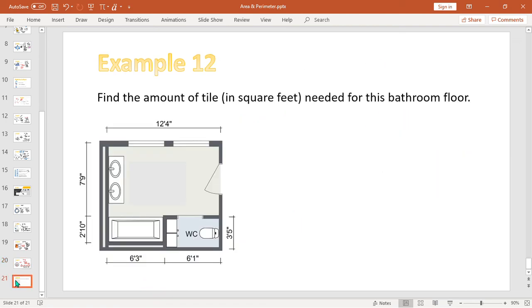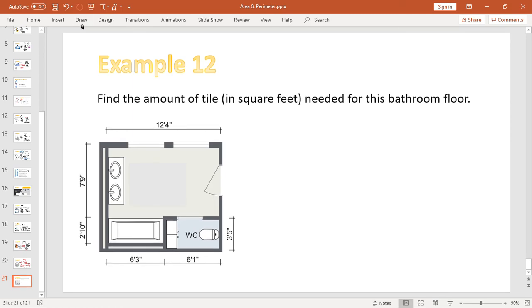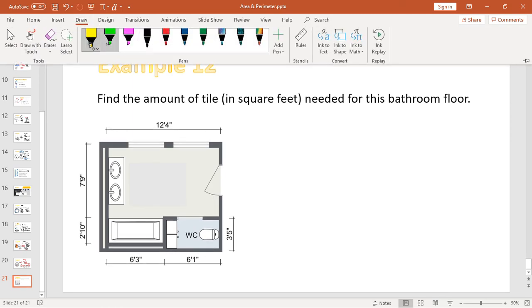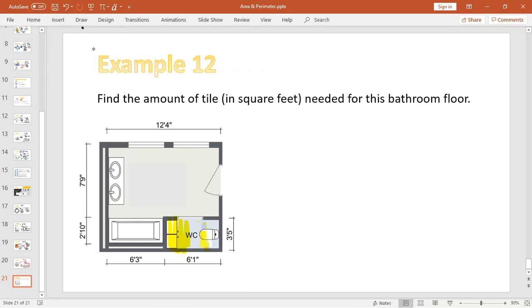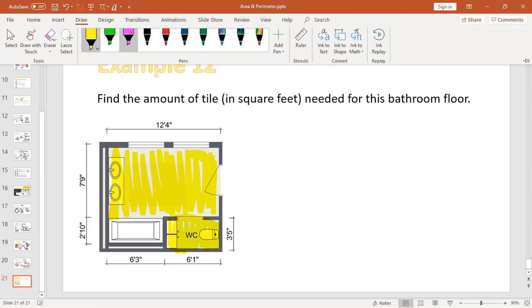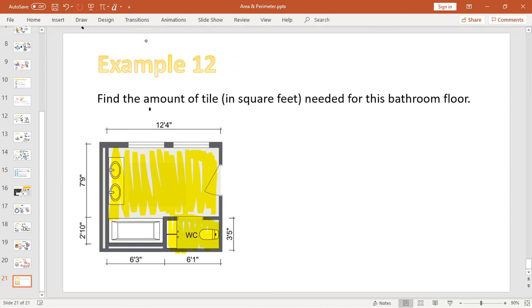Here's a bathroom. I'm going to tile it, and I want to know how much tile I need. I'm not going to tile the tub, but I will order tile for this area and all of this area. And I want to know how much I need in square feet. So I see that my measurements are in feet and inches, so I'm going to have to convert everything. So 12 feet and decimal feet rather, 4 divided by 12, 12.33 feet.